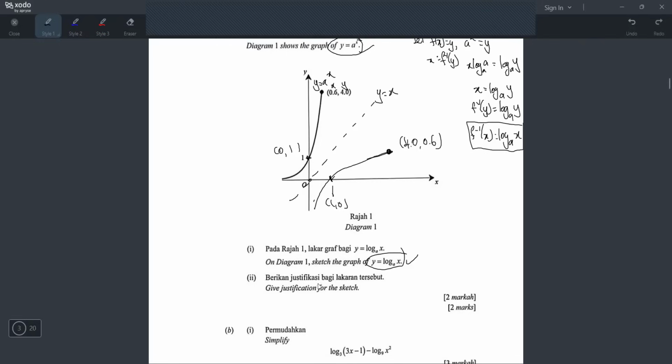Okay, number 2, give justification for the sketch. Give justification, it means give a reason, right? So what's the reason that you can sketch like this? I can write my reason here. I'll just write y equals log x base a, which is actually the inverse of y equals a power x, right?